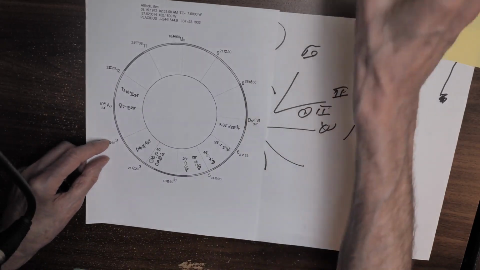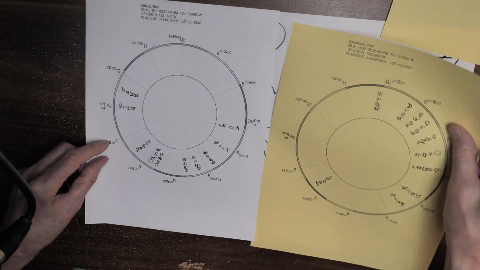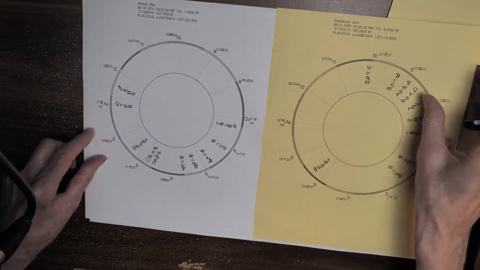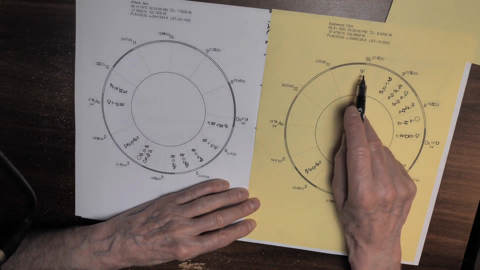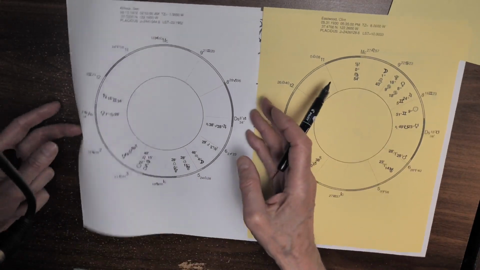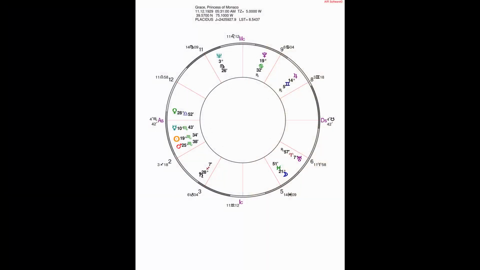The reason for having other charts is because we've got, if I can find it, there we've got, sorry about the yellow paper, I don't have any white. Anyway, Clint Eastwood, an actor-director. And then here we've got Ben Affleck, who, what have we got in the midheaven? Pisces midheaven and Cancer rising.